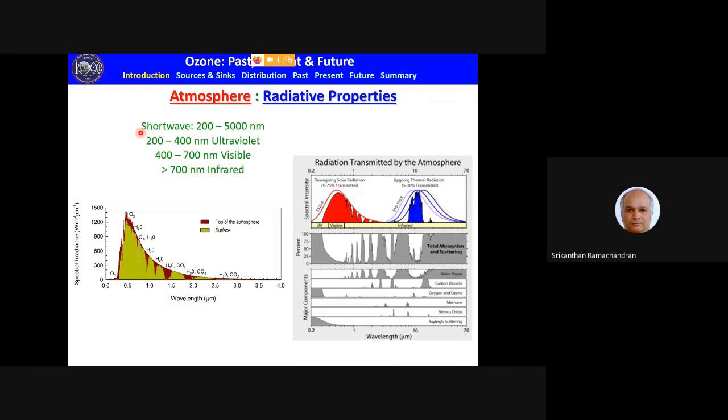If you look at the solar spectral irradiance as a function of wavelength at the top of the atmosphere and what we receive at the Earth's surface, you see that there are these brown intrusions.